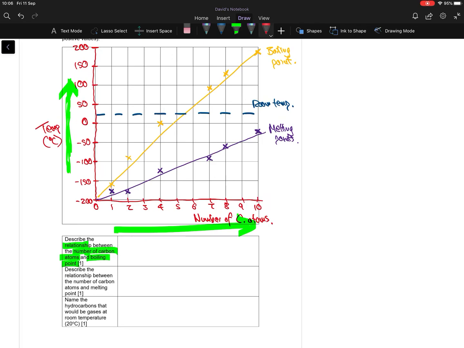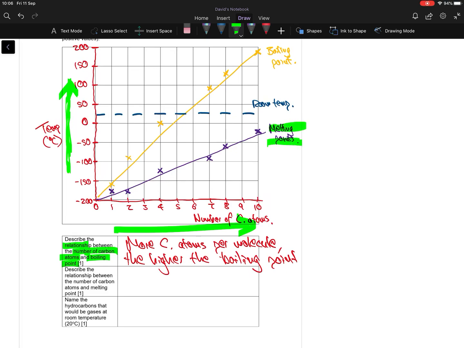And you'll see that the relationship is that the more carbon atoms per molecule, does the boiling point get higher or does it get lower? At 1, it's down as minus 150. At 10, it's up near 200. So the more carbon atoms per molecule, the higher the boiling point.